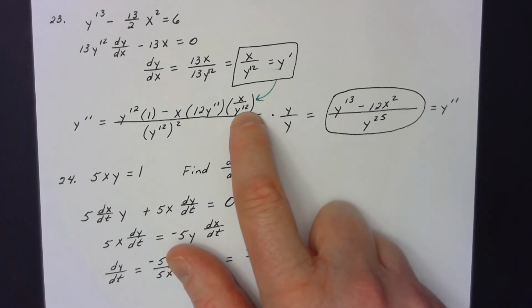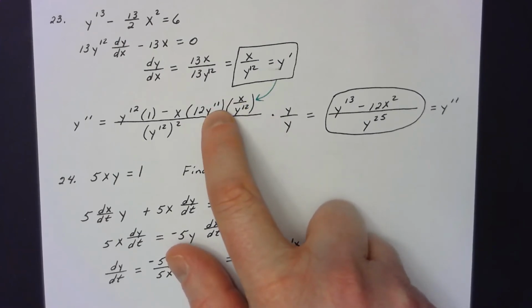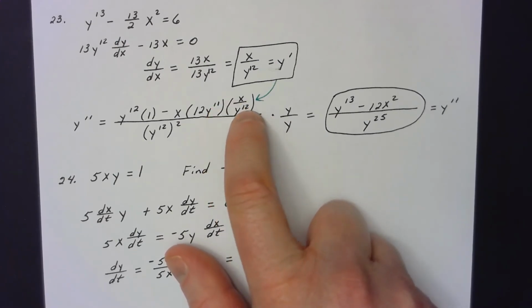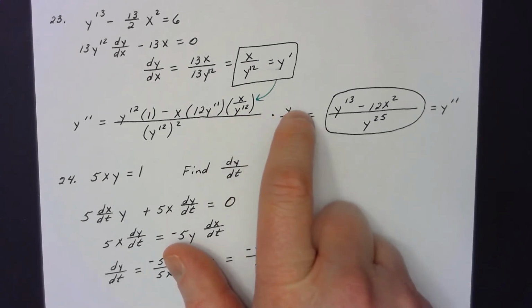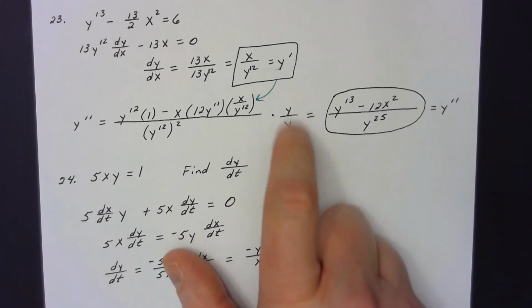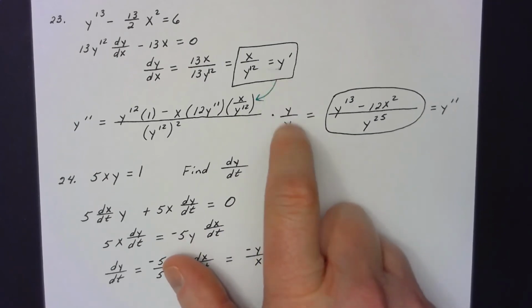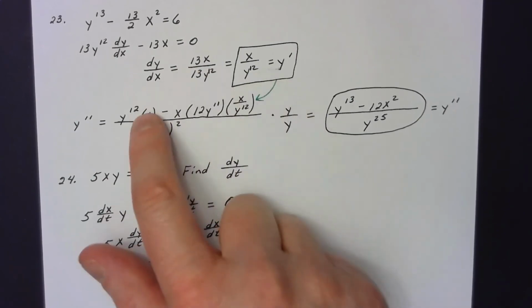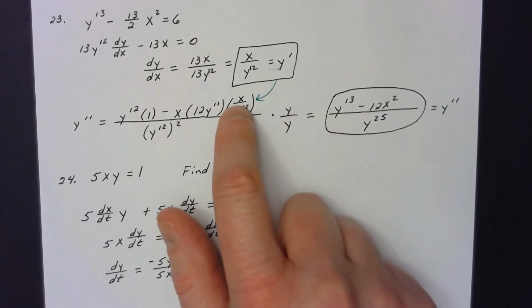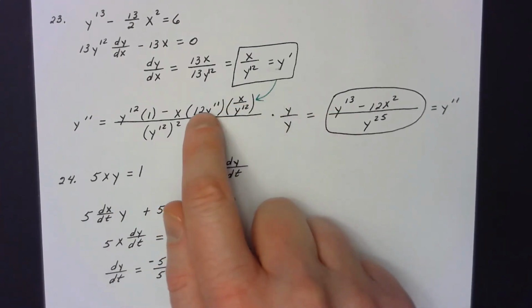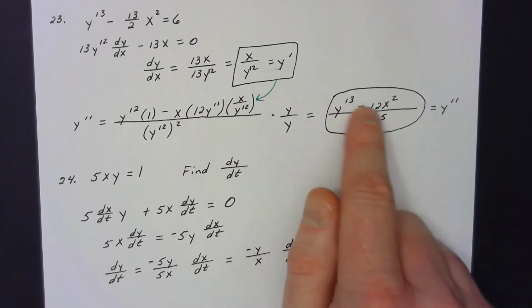I knew I didn't want a fraction inside of a fraction, and I have a y to the 12th in the denominator of that fraction in the numerator. Well, it's being multiplied by y to the 11th, so it's almost already gone. But I just need to multiply by one more power of y, and I'll do that in both the numerator and the denominator. In the numerator, that gives me a y to the 13th, and the y's cancel in this second term, and I would just have minus 12x to the second.